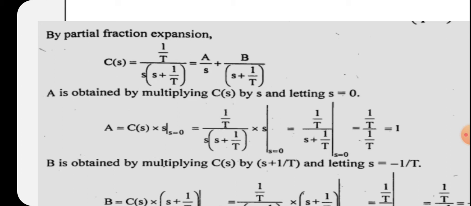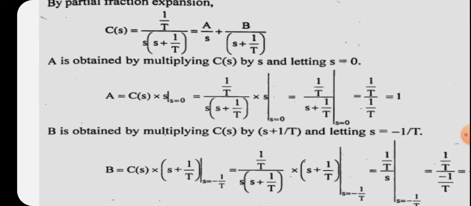So here A can be obtained by multiplying C of s by s and setting the s value equal to 0. So it is given in the next step, A will be equal to C of s into s at s is equal to 0. So instead of C of s, we can substitute 1 by t divided by s into s plus 1 by t, and that is multiplied by s, and again s and s will be cancelled out. After that we will get 1 by t divided by s plus 1 by t. In that we can substitute for s as 0. So we will get 1. That means A will get a value of 1.